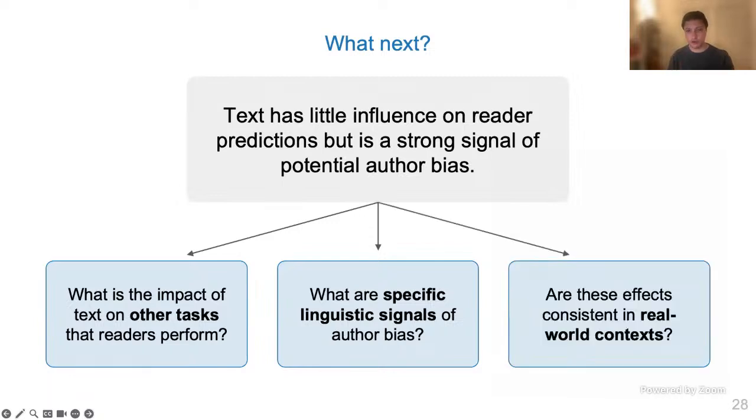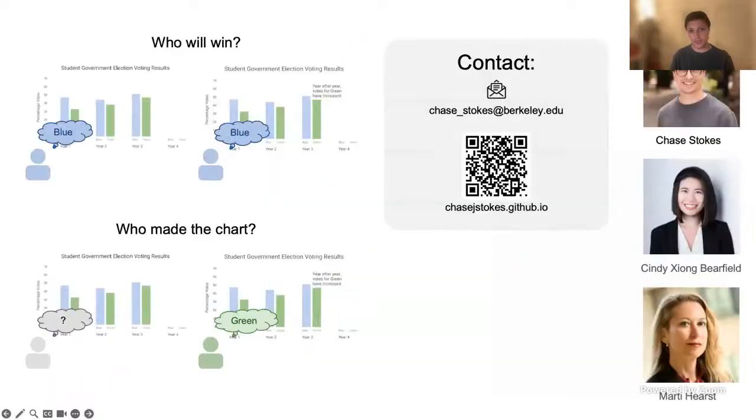And finally, as I mentioned before, this was a set of relatively neutral data. It's not certain how these effects would be consistent in a real-world context, and as such, that should definitely be explored as well. In general, the study illustrates that text does not have universal effects on reader perceptions, and it can have adverse effects on perceptions of the designer or the author of the visualization.